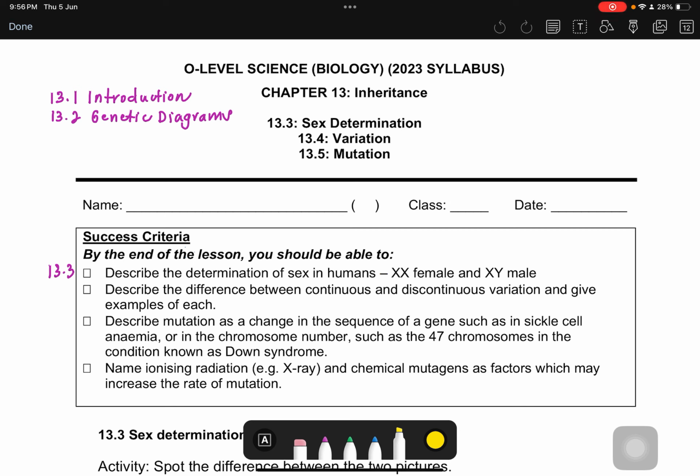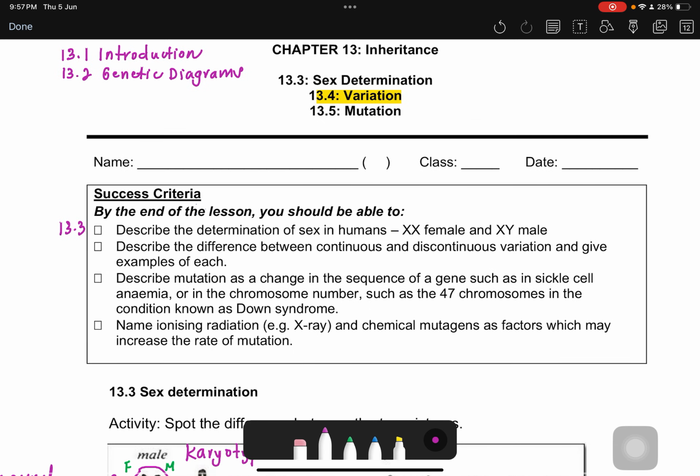So in this video, I'll be covering 13.4 variation. The learning point that we want to achieve by the end of this video is to be able to describe the difference between continuous and discontinuous variation. What exactly are these two types of variation, and what are some examples that fall under each of these categories?